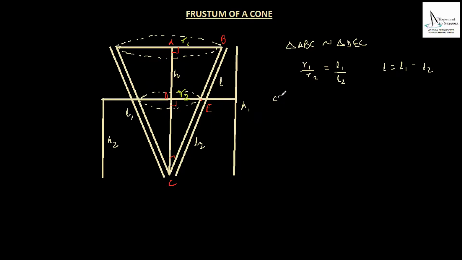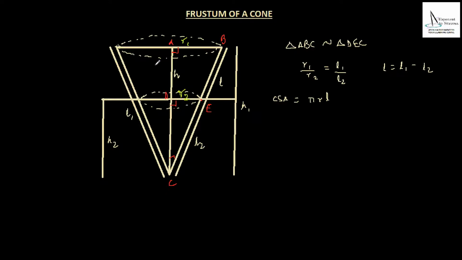Now let's try and find out what the curved surface area of a cone is. So we know the formula for the curved surface area of a cone, and that is pi RL, where R is the radius of the cone and L is the slant height. And if you don't know how to derive that formula, I've done a video on that too, which I've linked on the top right corner of the screen. You can just click on that link and have a look at the video.